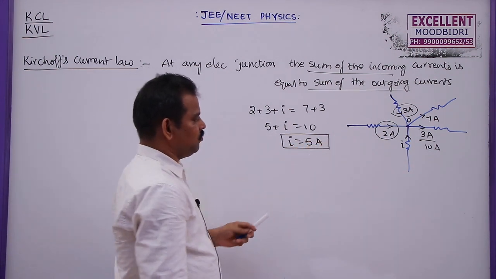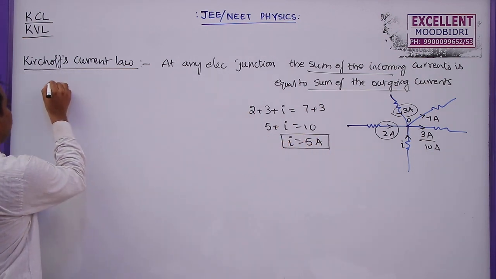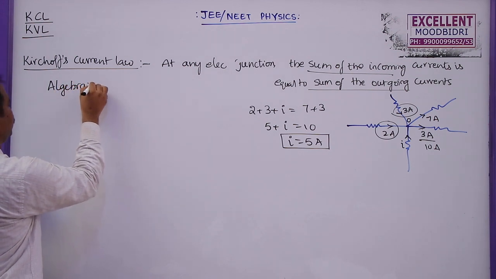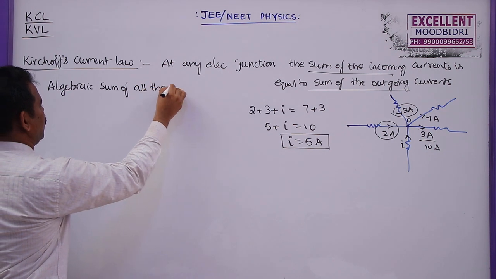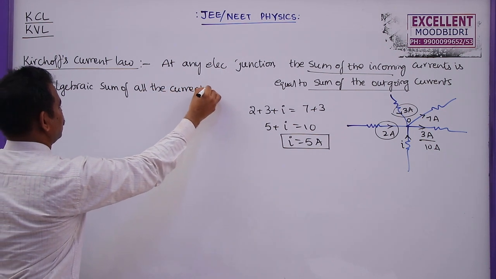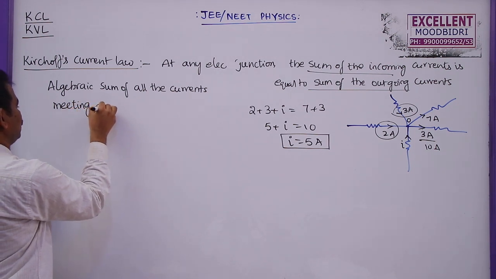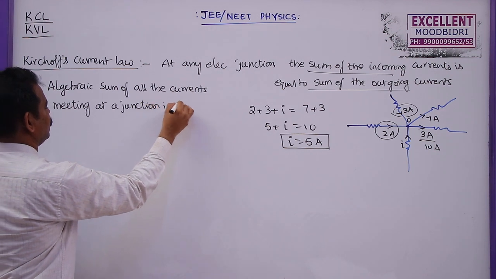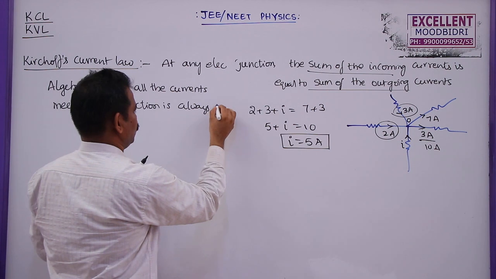Now the same thing we can write: the algebraic sum of all the currents meeting at a junction is also equal to 0. Algebraic sum of all the currents meeting at a junction is always 0.